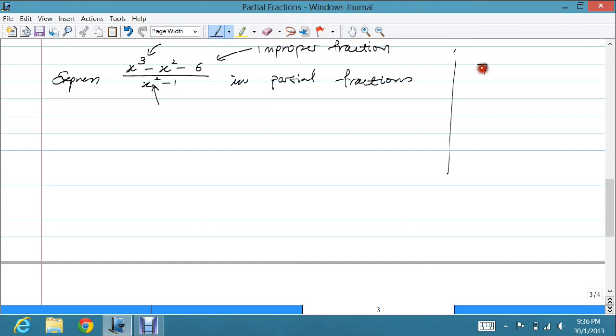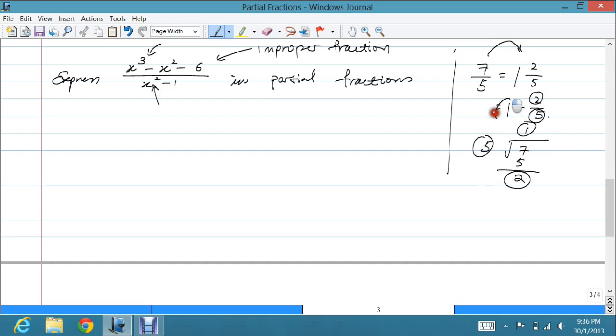Let's say I have the number 7 over 5. This is improper, and this can be written as 1 and 2 over 5, which is the same as 1 plus 2 over 5. Now, how do I write an improper fraction as a mixed number? We simply do long division. 5 times 1 is 5, and you're left with 2. So 2 is the remainder, 5 is my divisor, and 1 is my quotient.